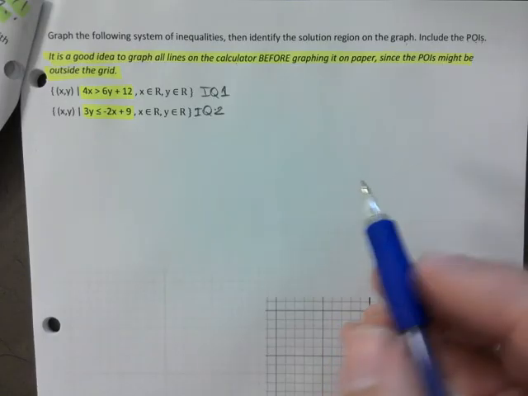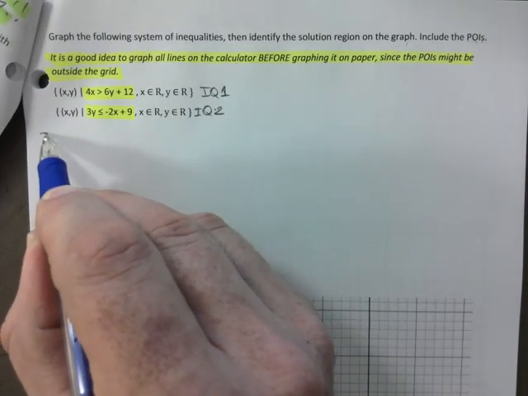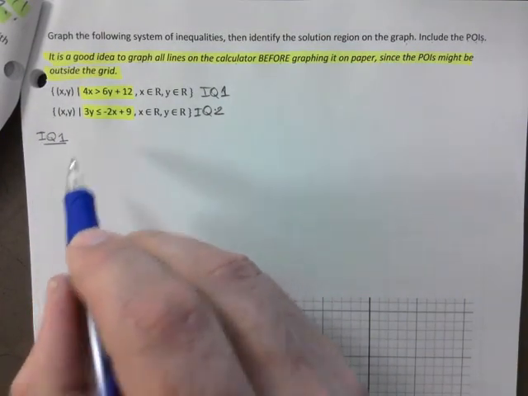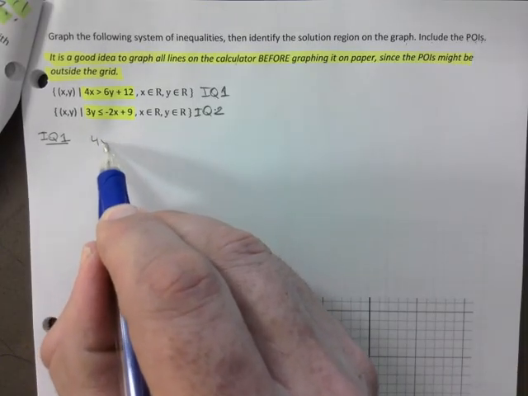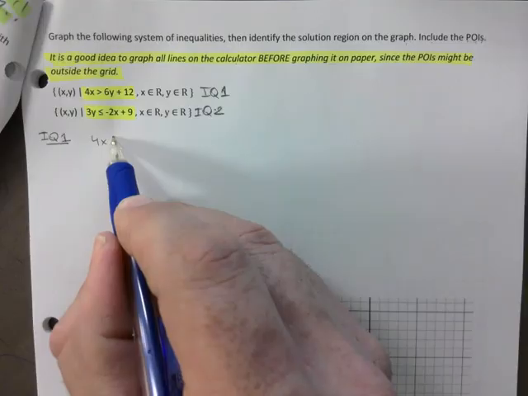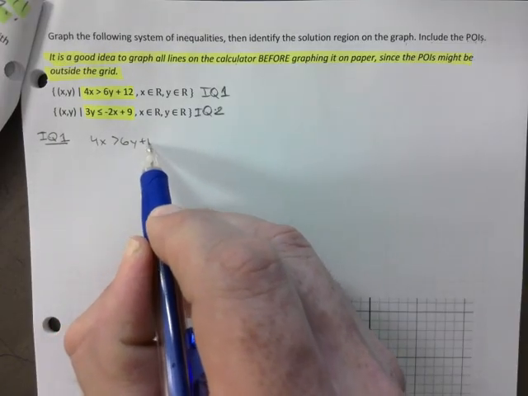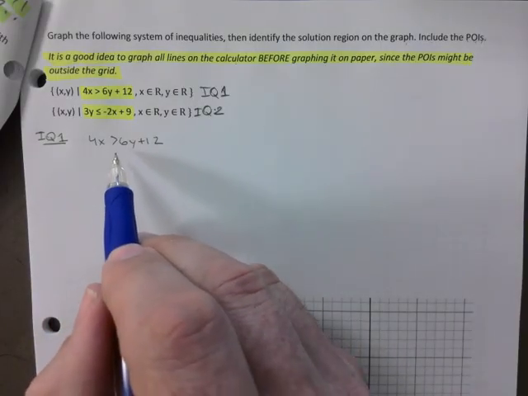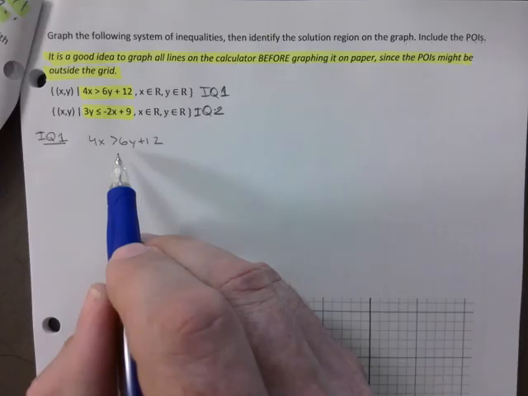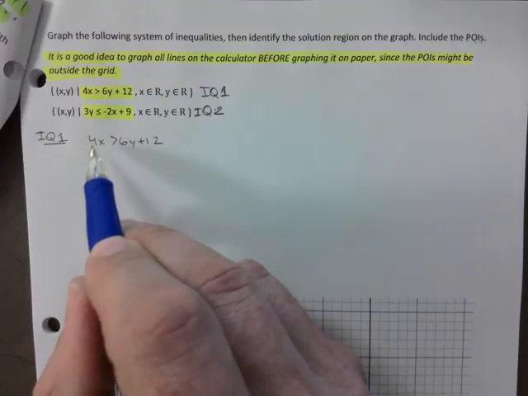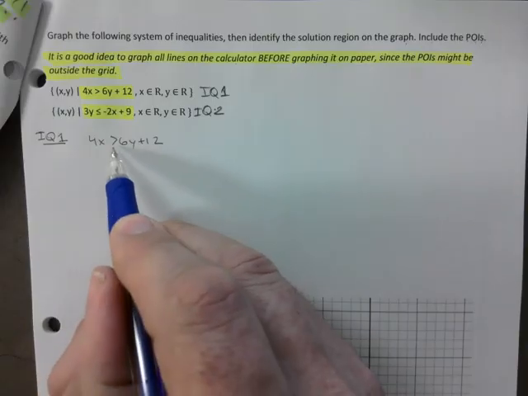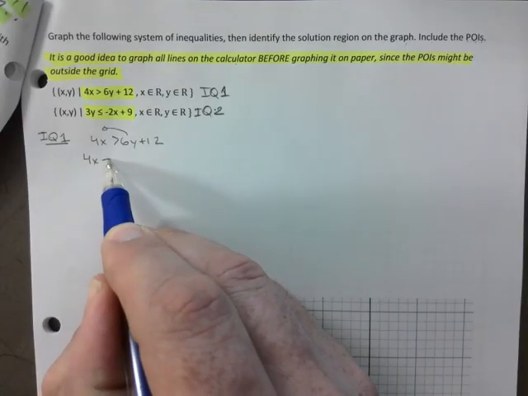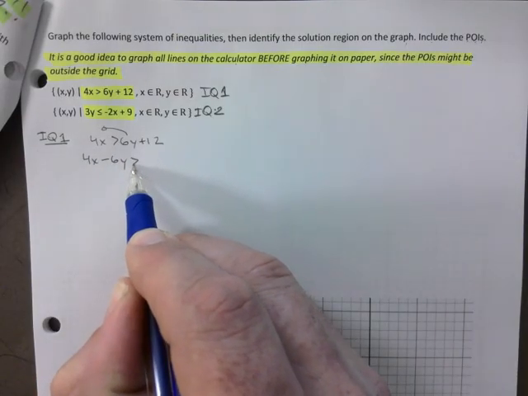And I will work with inequality 1. This is where you have to be organized and use your space wisely. Inequality 1: 4x is greater than 6y plus 12. This is from a textbook. Is this how I want it to look when I'm trying to find my intercepts? No. I want the x and the y on this side, right? So let's just change that around. I'm going to bring this over, so it's 4x minus 6y is greater than 12.